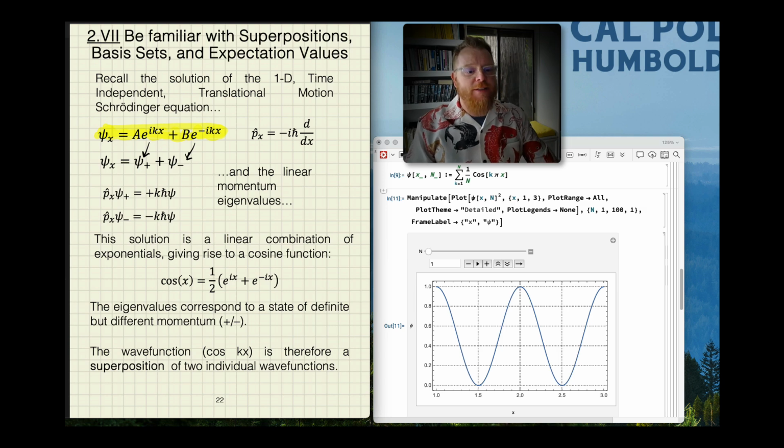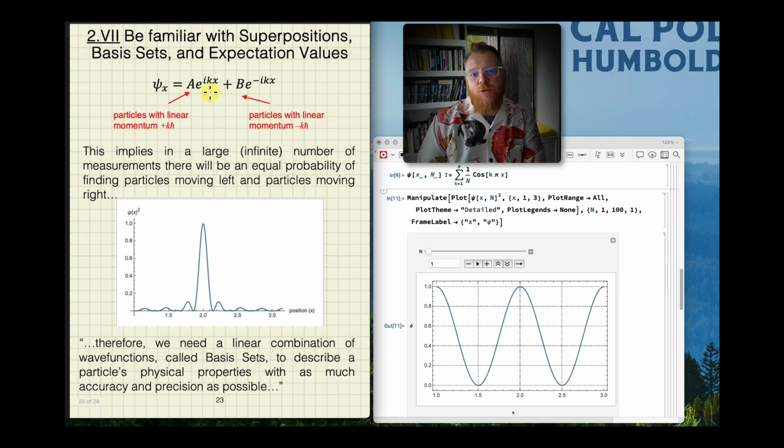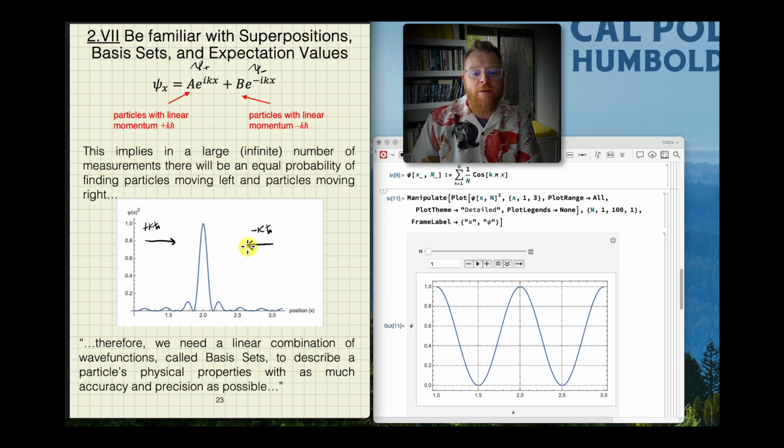If we think about this more conceptually, back to our wave function here, we could think of the psi plus state as particles with linear momentum plus k h bar. So on this space right here, that means plus k h bar would describe particles moving in this direction. At the same time, we also have this psi minus state available, and that describes particles with linear momentum in the negative direction. In this two-dimensional graph, that would mean particles moving to the left.